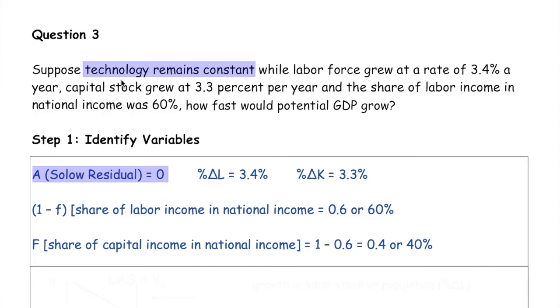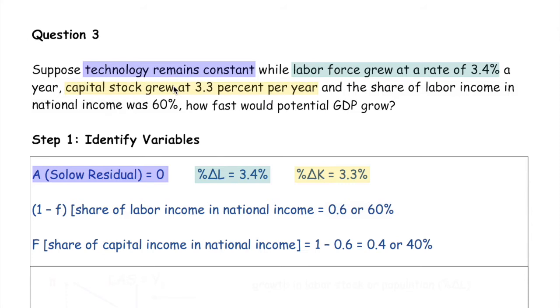It then tells us that the labor force is growing at a rate of 3.4% a year. So we could think of this as the percentage change in the labor force or the population, the stock of labor that is available. It then tells us that capital stock is growing at 3.3%, and so we can argue that the percentage change in K is 3.3%.